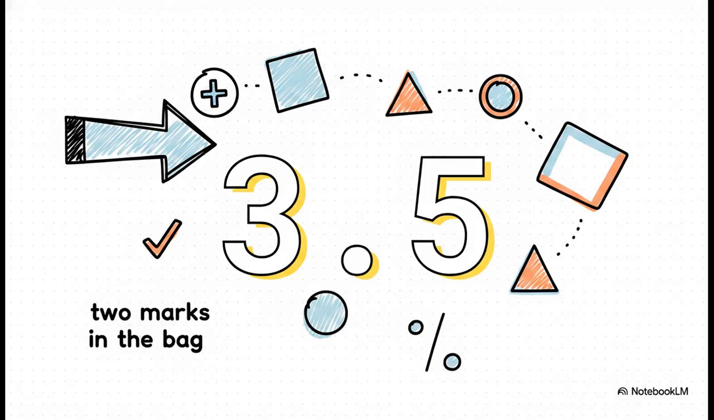And from here, it's pretty straightforward algebra. Just add 1 to both sides, so we get 7 equals 2x. Then divide by 2, and there we have it. Our final answer for the first part, x is 3.5. That's part A done and dusted, 2 marks in the bag.